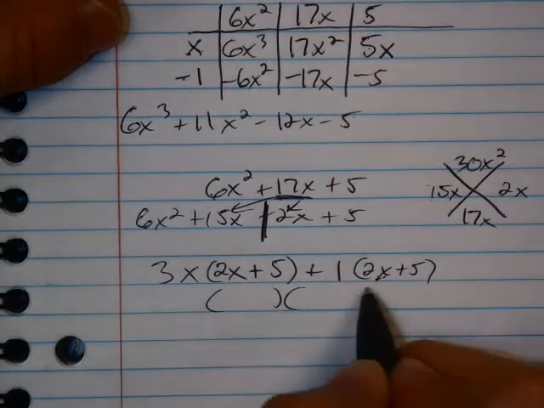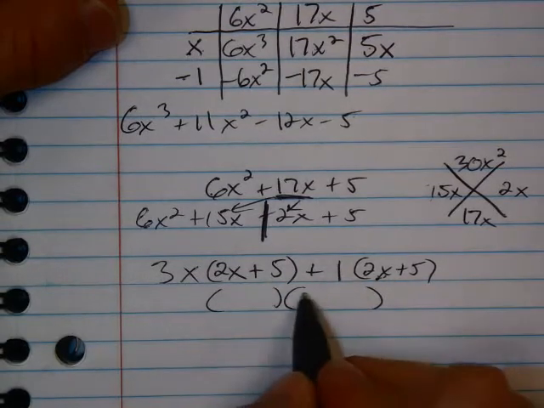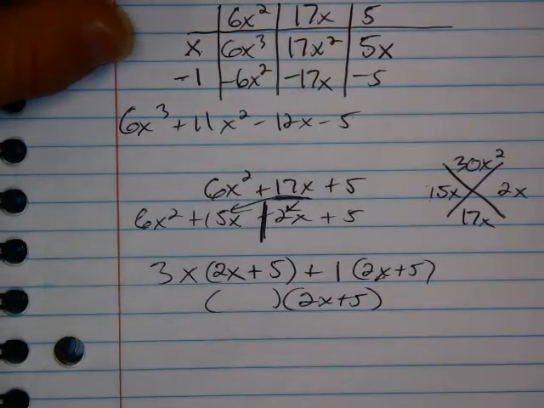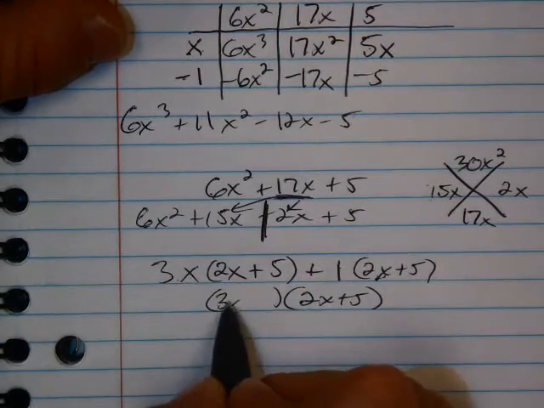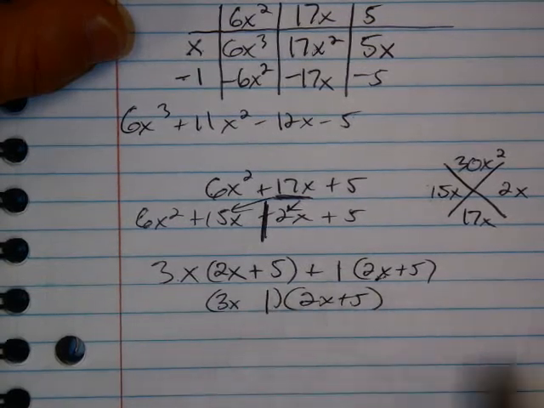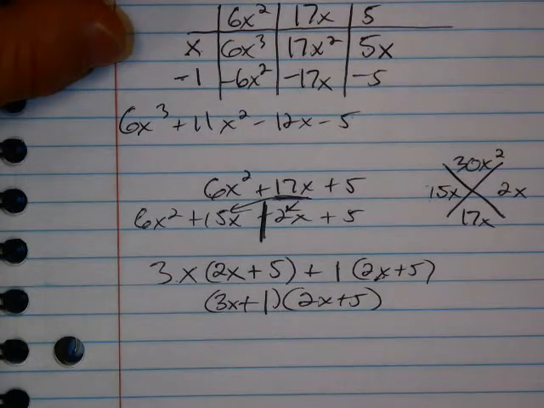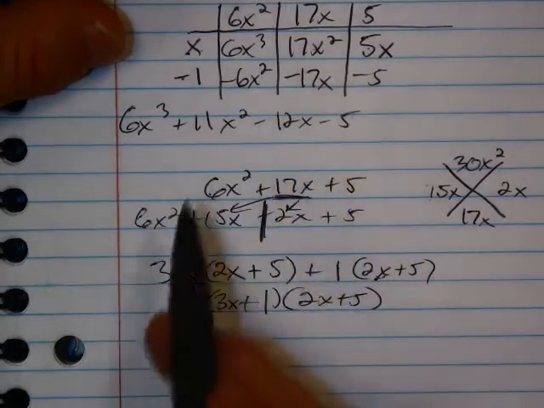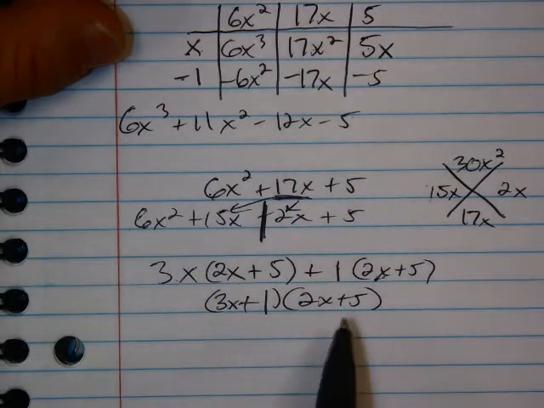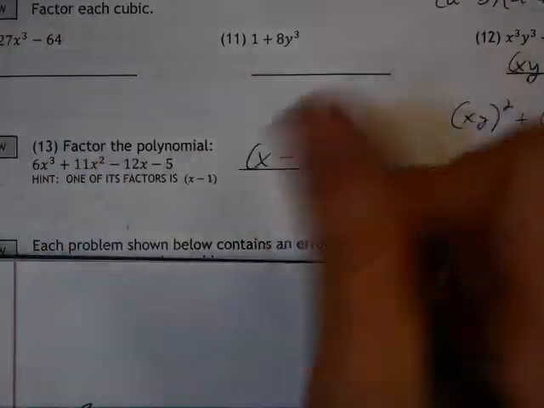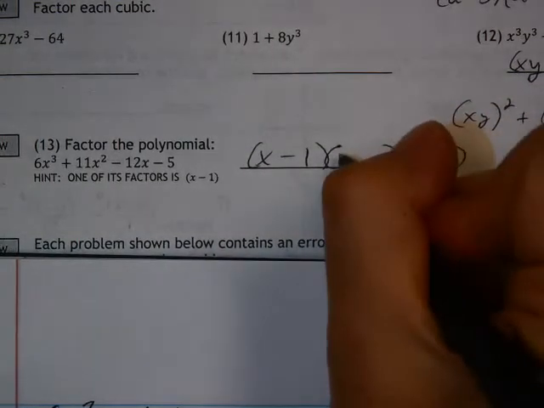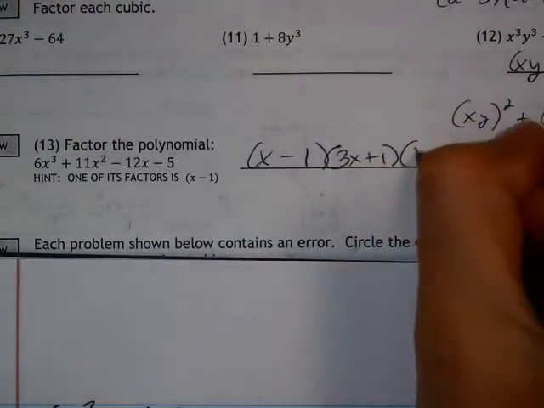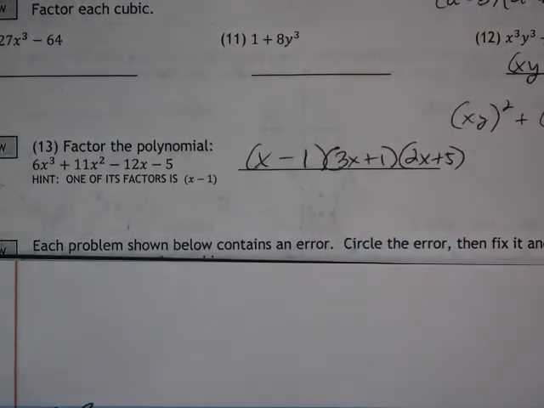So now, this one that matches will go here, 2x plus 5. And if you really want to put it here, that's fine. These two common factors that we pulled out go there and there, which will give us the first factor. So now this 6x squared plus 17x plus 5 factored to 3x plus 1 and 2x plus 5. Which means that I have two new factors that go along with the x minus 1, which are 3x plus 1, 2x plus 5. So there's my factored form for number 13.